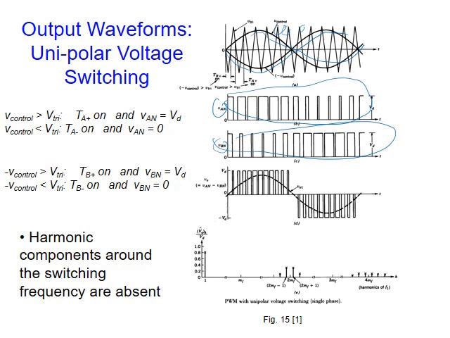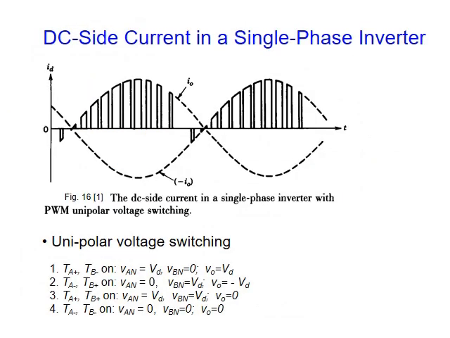The only difference is you can see from this waveform that the fluctuation of the voltage is from 0 to VD and from 0 to minus VD. It's not anymore from minus VD, as you remember in bipolar it goes down in this way. Also, the harmonics seem to be reduced when we use unipolar. We can see the sideband harmonics are still there, but the main harmonics have been cancelled.